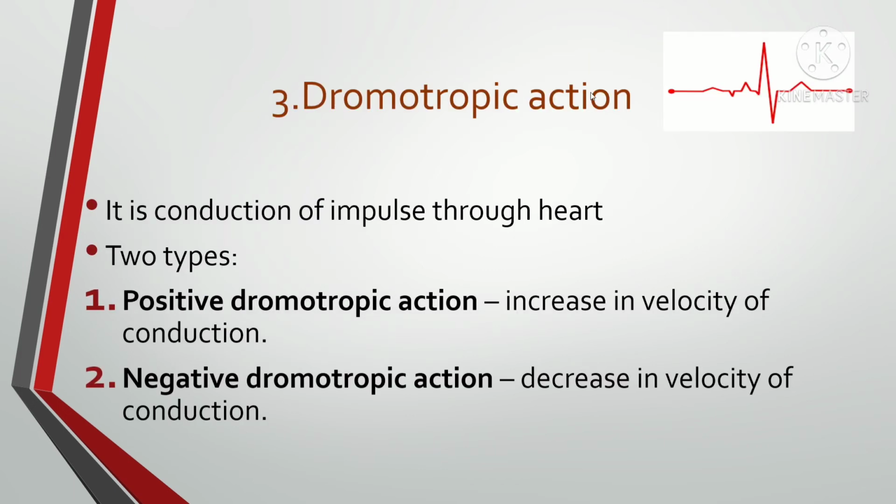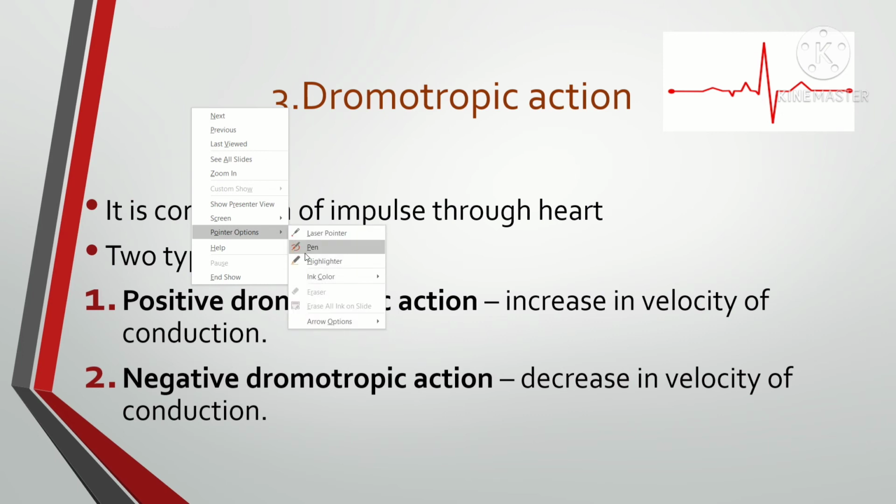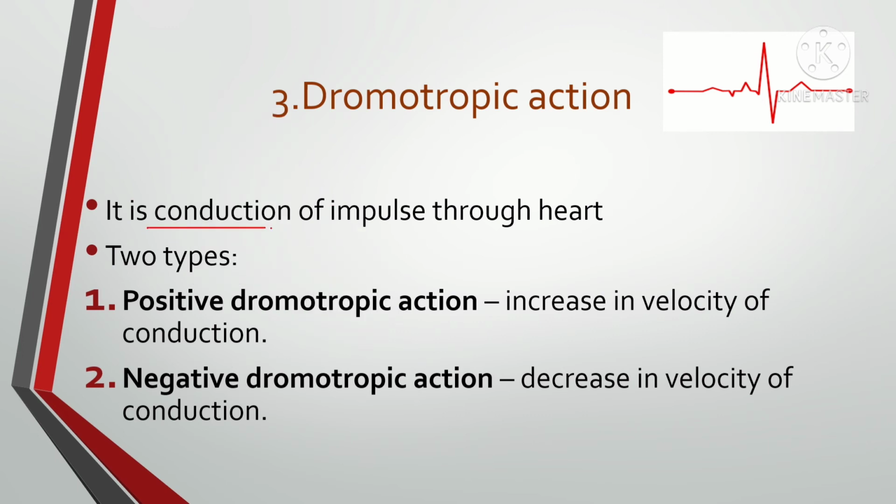Third is dromotropic. Dromotropic action is the conduction of impulse through heart. Now impulse has to be given. Which impulse? The SAN and AVN will send impulse for the contraction of the heart, because it has to pump the blood from the superior and inferior vena cava to the right atrium, and then it has to be oxygenated. So for that, impulse has to be given.